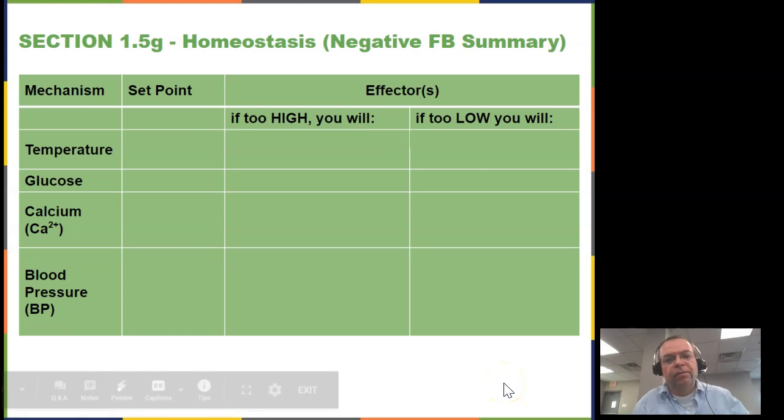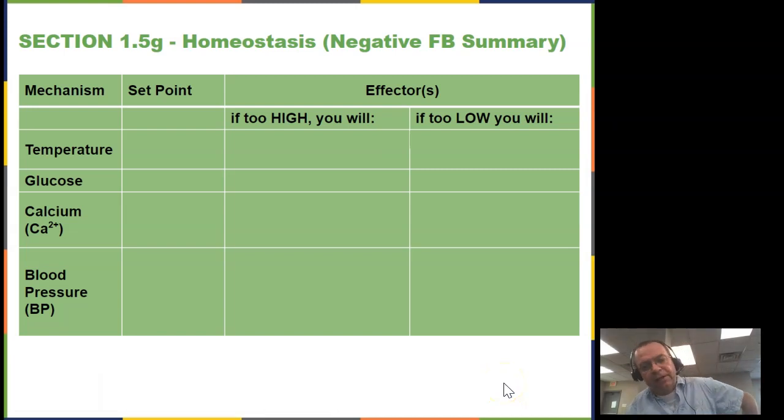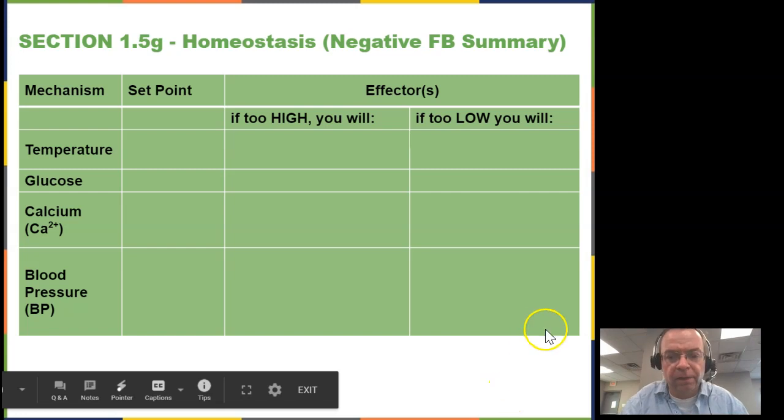Okay, section 1.5G, homeostasis, negative feedback summary. Let's look at the 4 negative feedback mechanisms that we've studied so far, one by one. So first of all, let's look at temperature.